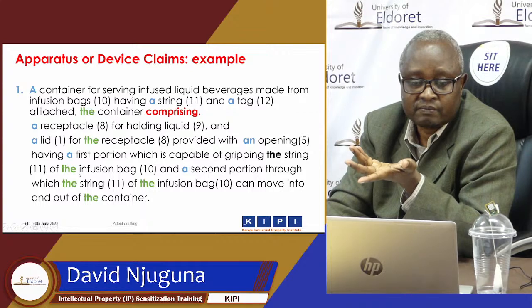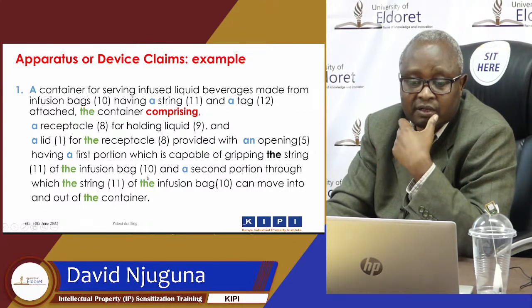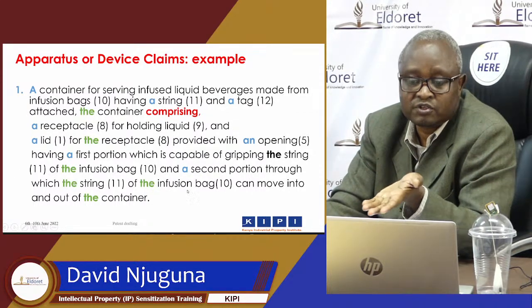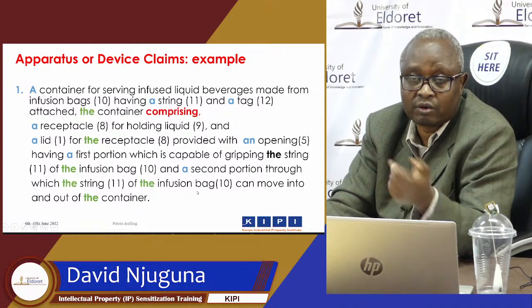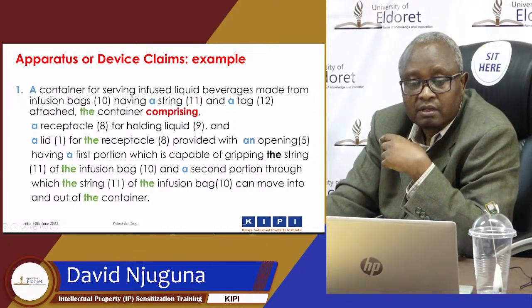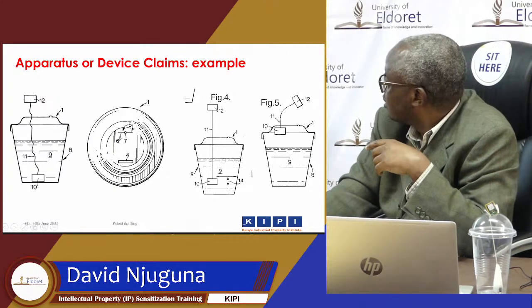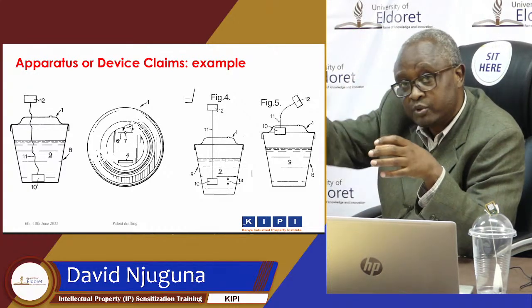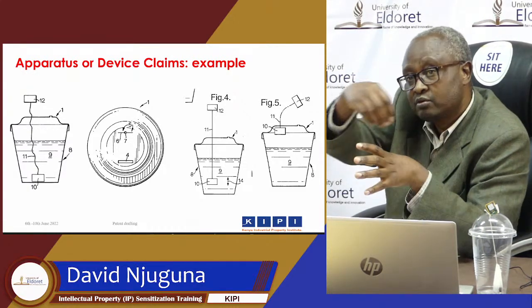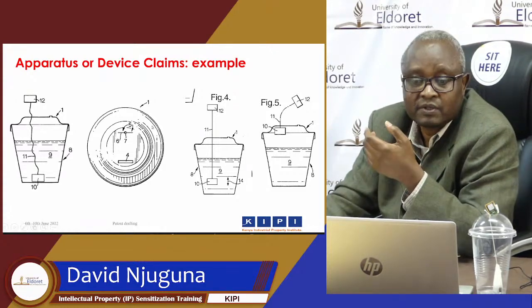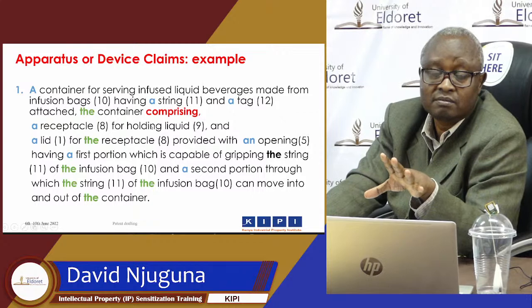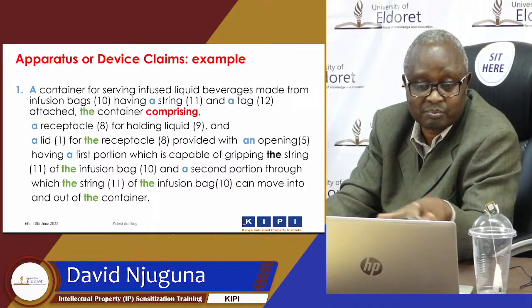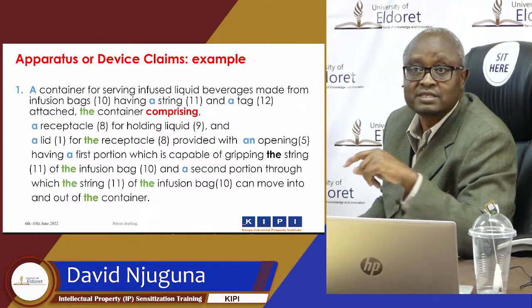Capable of gripping the string of the infusion bag, of the tea bag. It also has a second portion through which the string of the infusion bag can move into and out of the container. So that's what looks like a small hole. That's the second portion of the opening. So you bring it up, you hook it, it stands there. You want to remove it, you take it back, it drops back into the container. And that is claim 1 done. So that's one of the things that this person wanted to be protected, just the way it is.